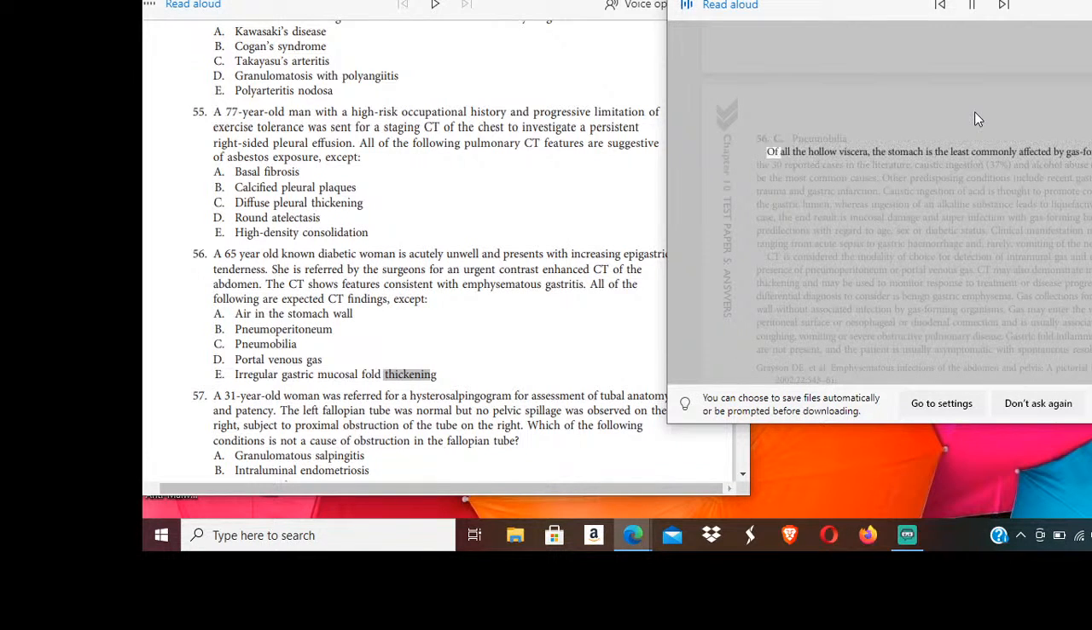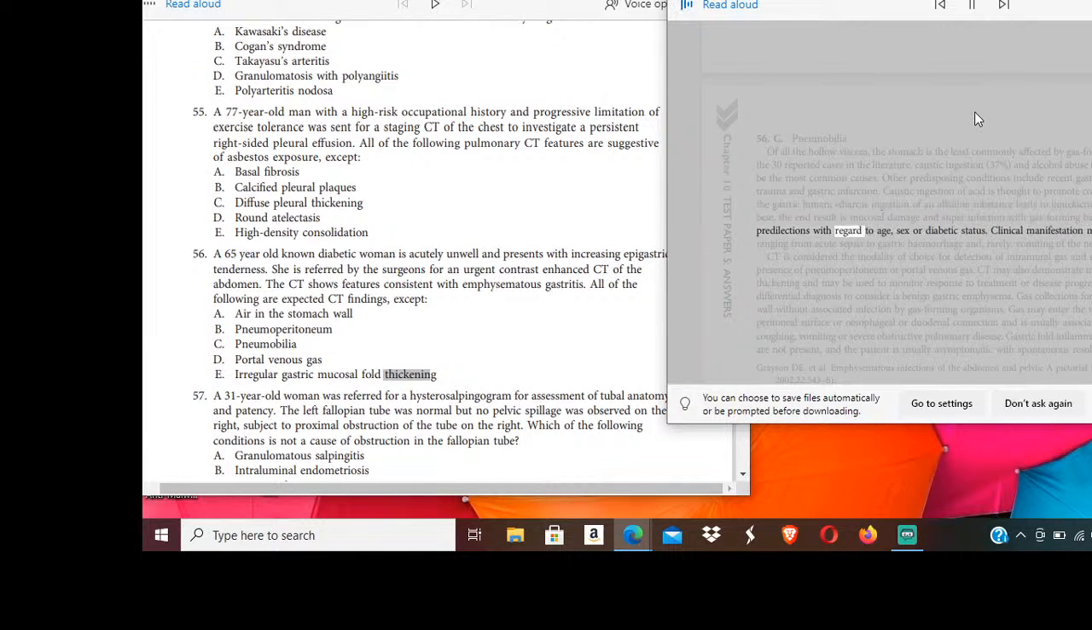56. C. Pneumobilia. Of all the hollow viscera, the stomach is the least commonly affected by gas-forming infections. Of the 30 reported cases in the literature, caustic ingestion, 37%, and alcohol abuse, 22%, were found to be the most common causes. Other predisposing conditions include recent gastroduodenal surgery, trauma, and gastric infarction. Caustic ingestion of acid is thought to promote coagulative necrosis of the gastric lumen, whereas ingestion of an alkaline substance leads to liquefactive necrosis. In either case, the end result is mucosal damage and superinfection with gas-forming bacteria.